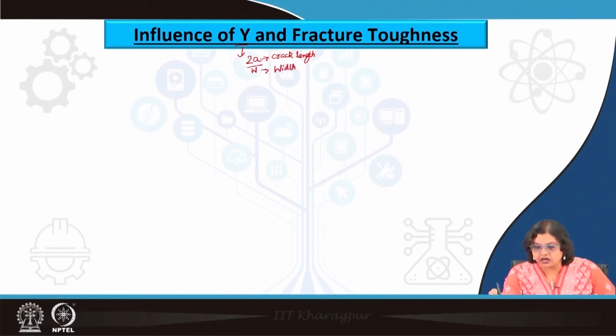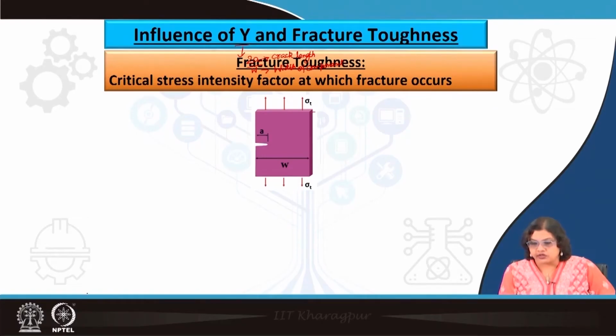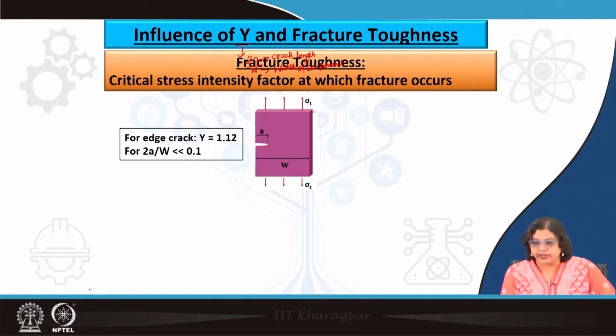That means the component size as well as the crack length are the most important factors which change the value of K, the stress intensity factor, and then we can delay or pronounce the fracture occurrence if we vary the parameter y. Okay. So, the fracture toughness, as I said, is the critical stress intensity factor at which fracture occurs, and for the case of an edge crack, we have already seen that y is nothing but 1.12, and this is valid only when 2a by w is much less than 0.1, or in other words, the crack length is very small compared to the total width of the component.